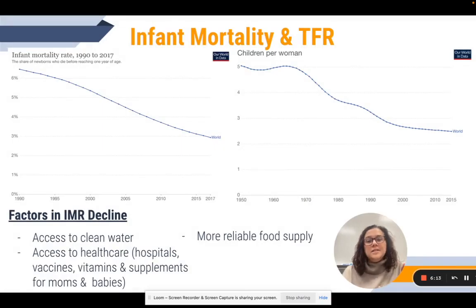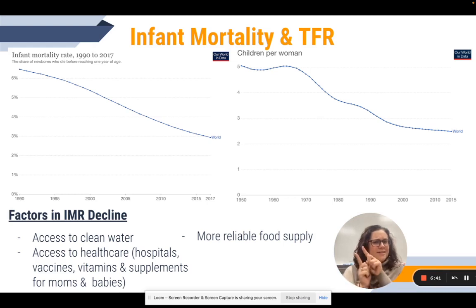All right. And this is just sort of looking at infant mortality rate over time. Happily, it has continued to decrease around the world, right? If you look back at 1990, worldwide, we had about a 6% infant mortality rate. Now we've got 2017, it's come down even more, but we're at about a 3%, which is still high, but it's better. And we're getting better at that because we've got better access again to clean water and to healthcare and a more reliable food supply to feed that population.